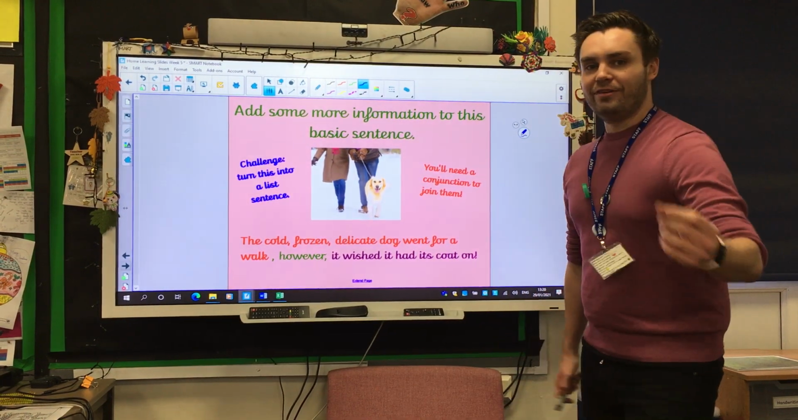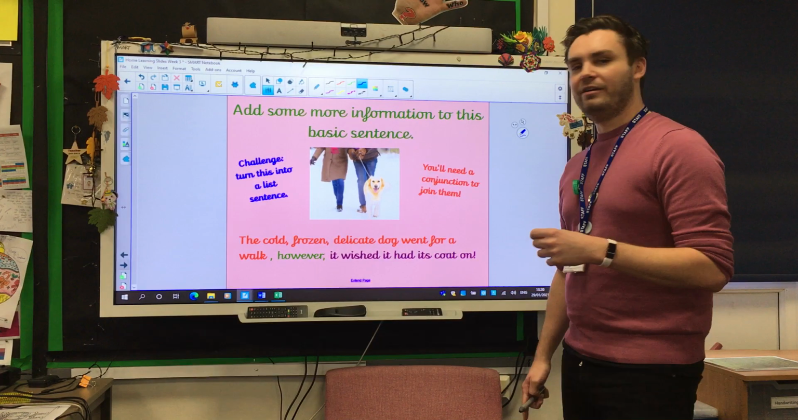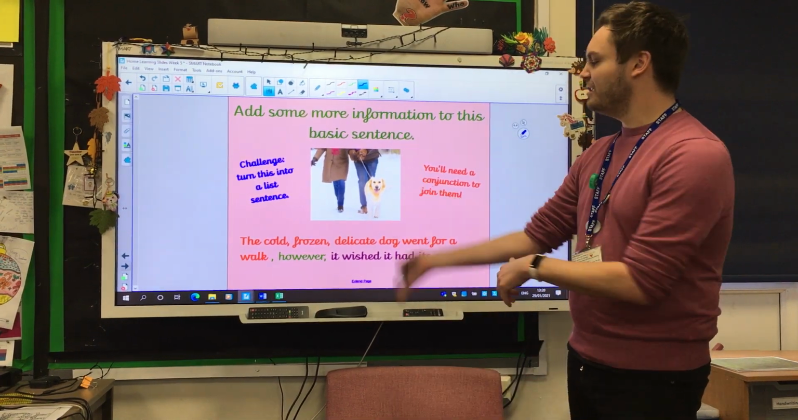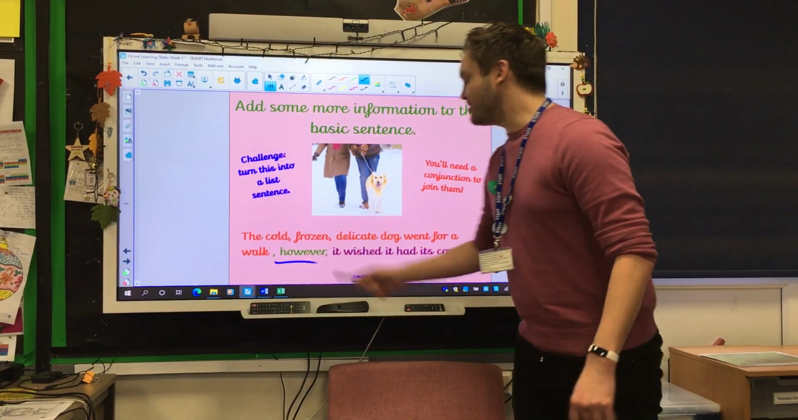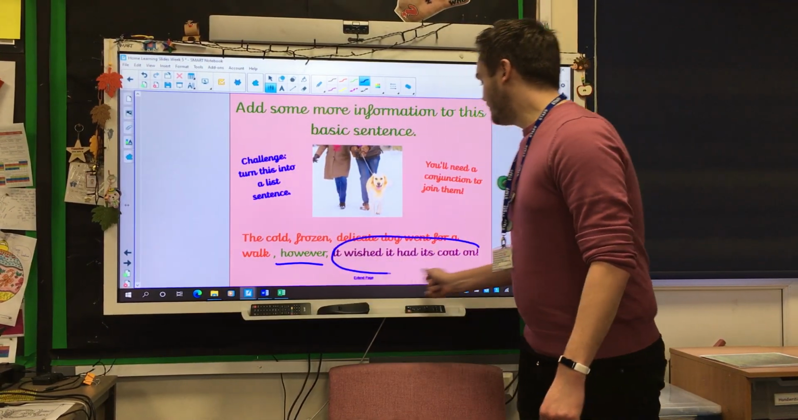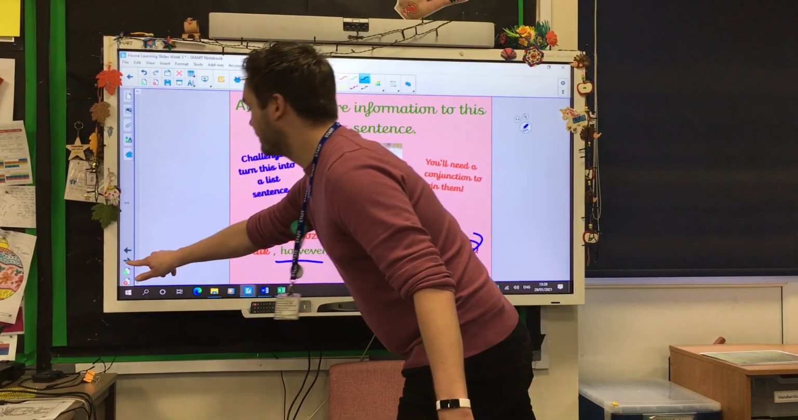The cold, frozen, delicate dog went for a walk. However, it wished it had its coat on. It's kind of cold. I'd be feeling quite cold if it was snowing outside without a coat. However, again, that conjunction which opens up your subordinate clause, that idea of providing extra information in your sentence.